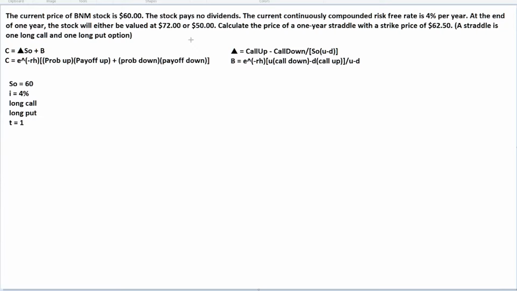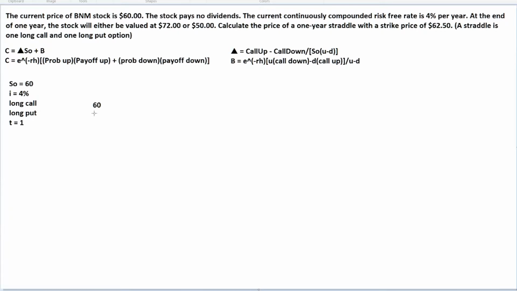So looking through this problem, there's nothing here that represents probability or standard deviation, so we can immediately cross off the probability method of solving what the call price is. So first I'm going to extract the important information, just a tiny little bite-sized piece here. We have our stock price at time 0 is 60, interest rate is 4%. We're looking for one long call, one long put, and we know that our time is equal to 1. So we'll start building our tree.